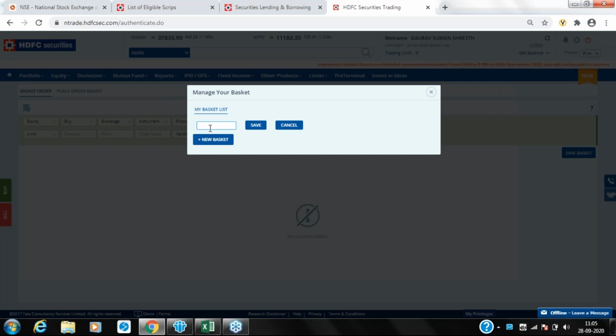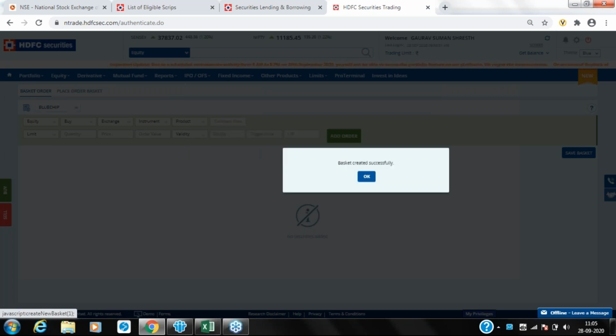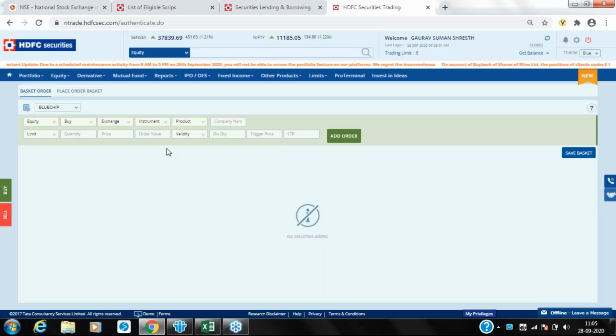The name is again depending on you. Let me go with blue chip. I want to add blue chip stocks, so I'm giving a blue chip name and clicking on the save button. You will get a message, basket created successfully. Okay, the basket name has been given. Now we have to add stocks in the basket. What are the stocks we want to add?